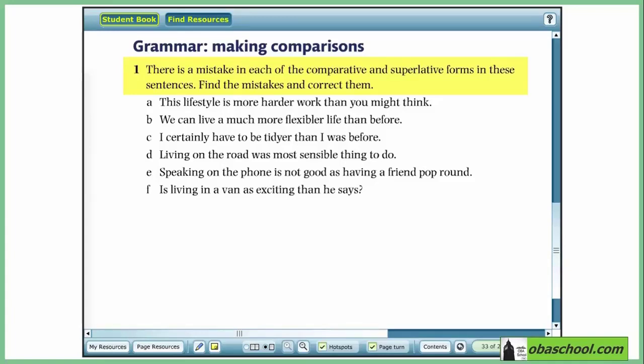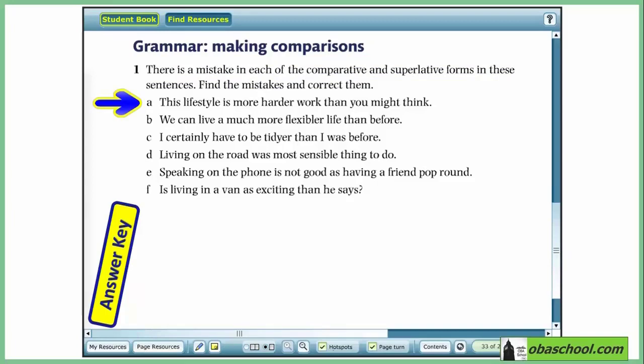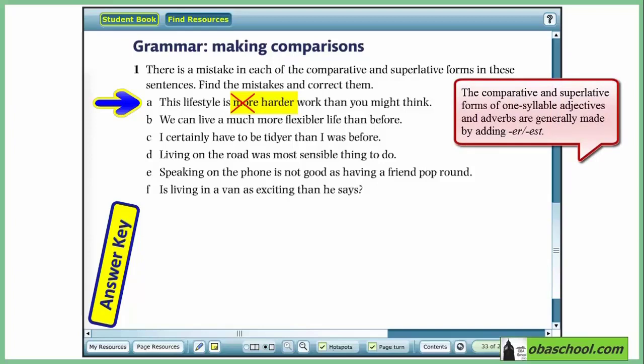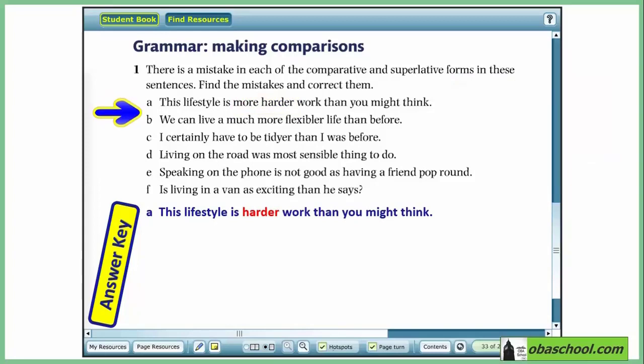Let's start. A. This lifestyle is more harder work than you might think. The mistake is "more harder" because when using the comparative form with an adjective, we either use "more" or "-er", but we cannot use both of them. The correct word is "harder", so we have to remove "more", because "hard" is a one-syllable adjective, so the comparative form for it takes "-er" and not "more", so it is "harder". Now the sentence is, this lifestyle is harder work than you might think.